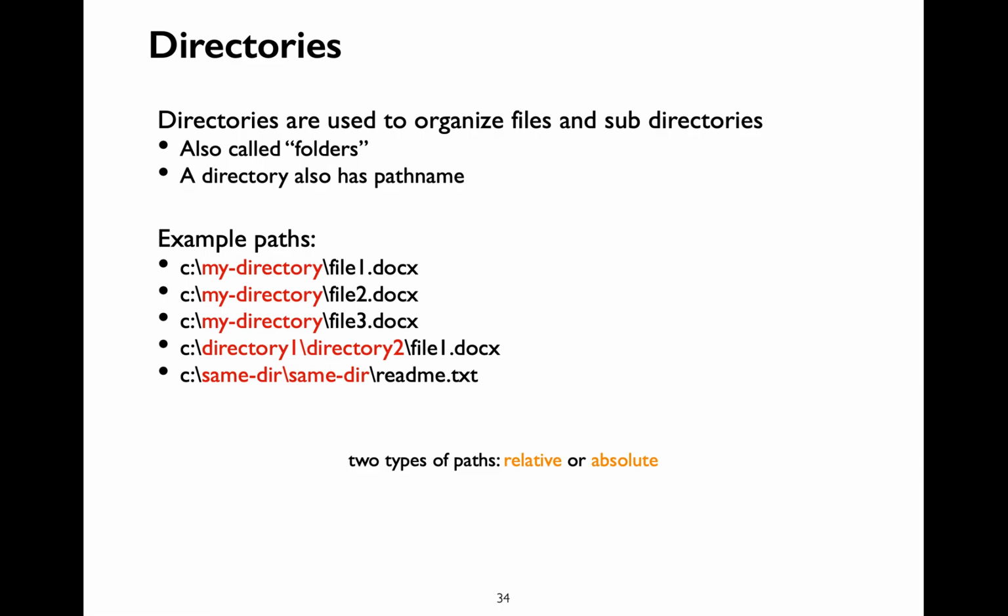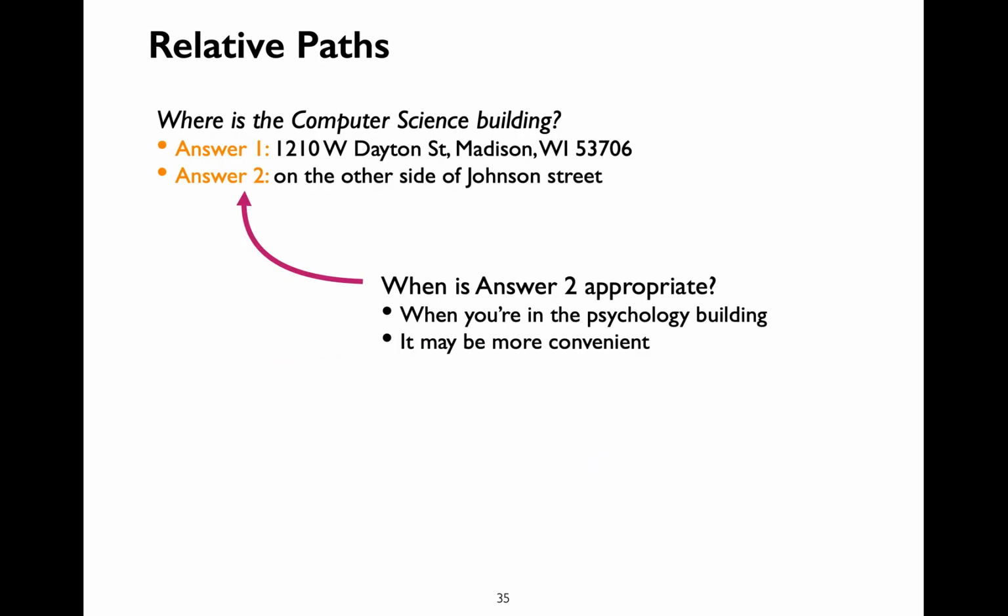So let's talk about 2 different types of paths next. So far, all the examples for path names that I've been giving are called absolute paths. So let's talk about what is meant by relative paths. Let me give you a real world example for that. Let's say that you're new to Madison and you're trying to find the location of the computer sciences building. Here are a couple of potential answers for such a question. Answer 1 states that the computer sciences building is at 1210 West Dayton Street, Madison. Answer 2 states that it is on the other side of Johnson Street.